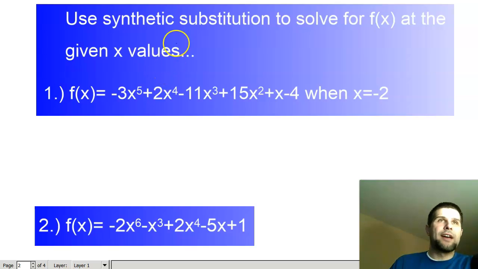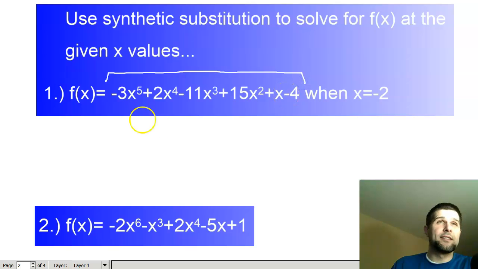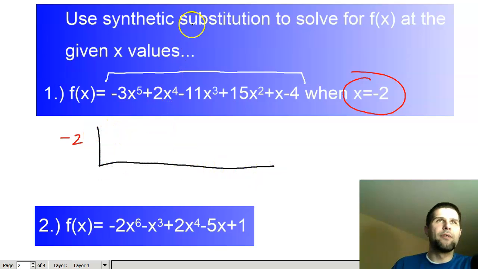So we have f of x. The first thing I want to look at here is, is this in standard form? And it is. You can see all the exponents of all the terms of the polynomial go in descending order. Basically every single exponent is there, there's no gaps. So it goes from 5, 4, 3, 2, 1, and 0. So we don't have to worry about filling in any zeros in there. What we're evaluating is -2, so we're going to put -2 out here. And then I'm going to write down the coefficients of this polynomial. So I'm going to say -3, 2, -11, 15, 1, and -4.